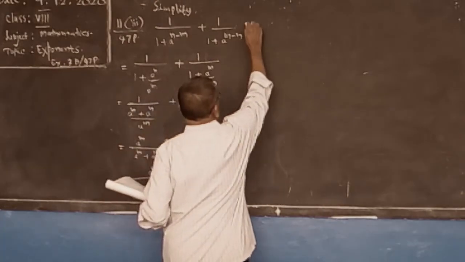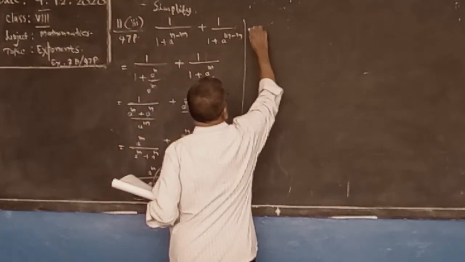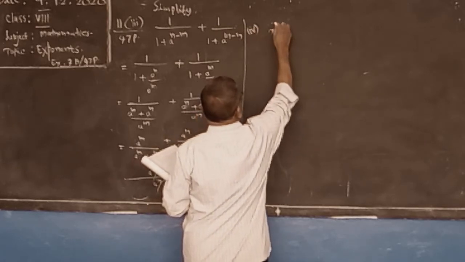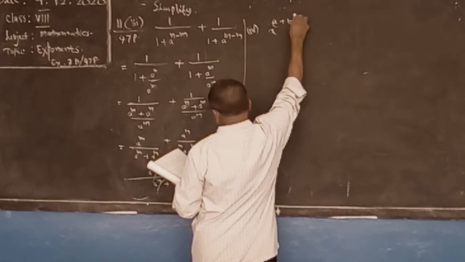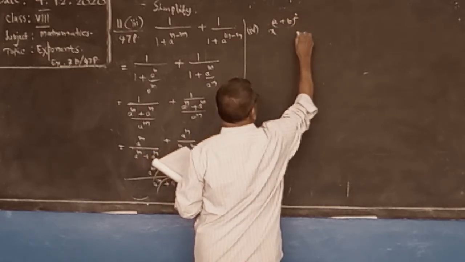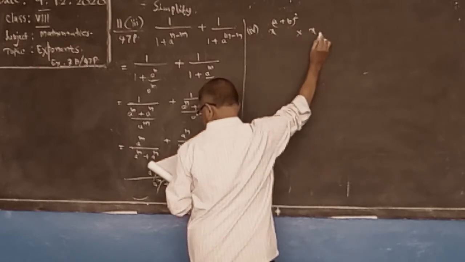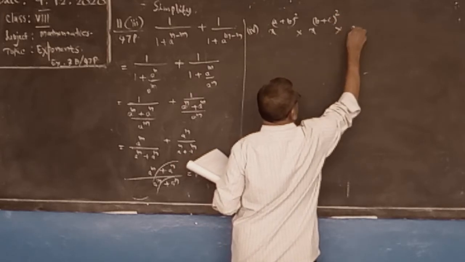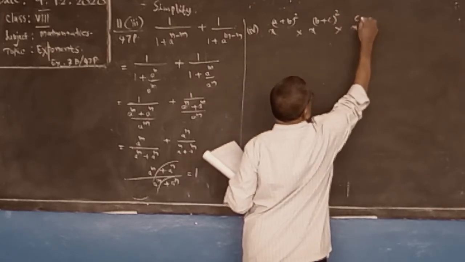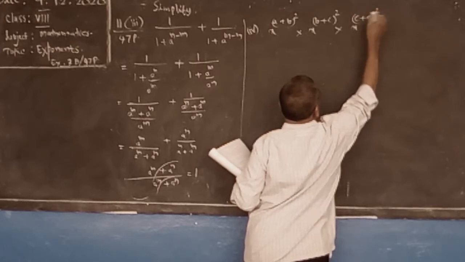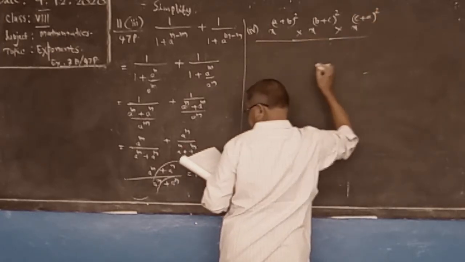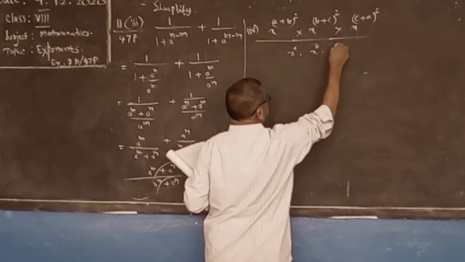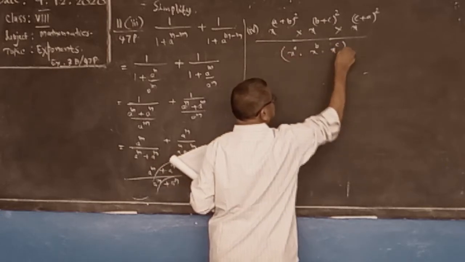Fourth: x power a plus b whole square into x power b plus c whole square into x power c plus a whole square, whole by x power a into x power b into x power c whole cube.